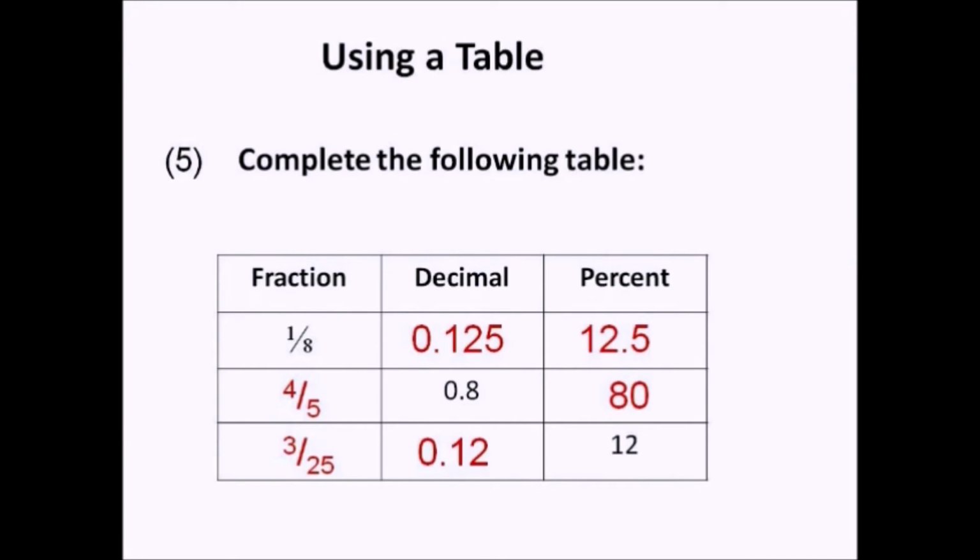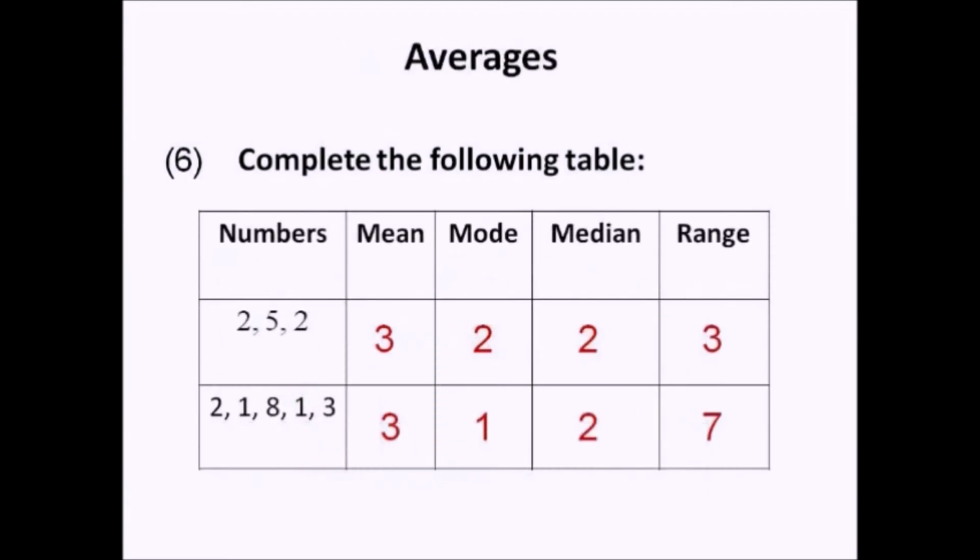The decimal for 1/8 is 0.125. The percent is 12.5%. The fraction for 0.8 is 4/5, and the percent is 80%. The decimal for 12% is 0.12, and the fraction is 3/25. Hope you got all of those correct, guys. You have to know how to deal with a table that changes fractions to decimals to percents. Let's go. Number 6, complete the following table.